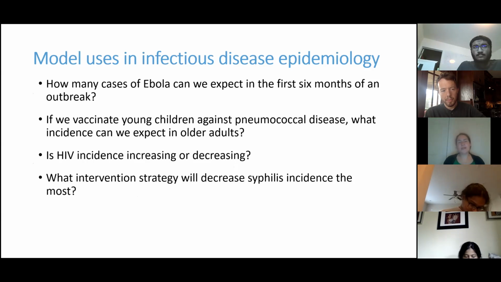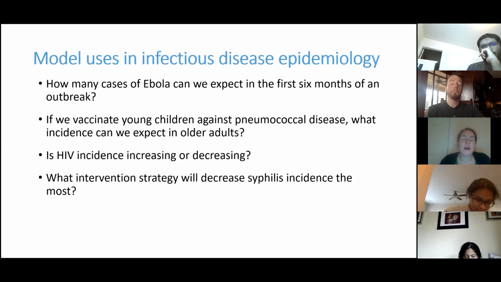So these models have been used for decades for lots and lots of different infectious diseases. Just a few examples of how these types of models have been used in the past. In the Ebola epidemic of 2014, there was a lot of modeling to try to predict how many cases could be expected in different countries of West Africa in certain time frames. Models have been used to ask questions like, if we vaccinate children against a certain infection, what sort of impact might we see in older adults who don't necessarily receive the vaccine, but are in society with children who are receiving the vaccine and therefore might be less likely to be exposed to the infection?